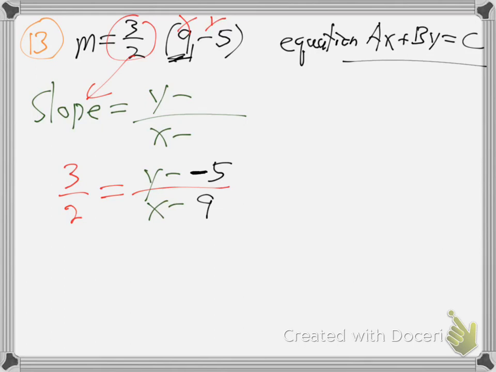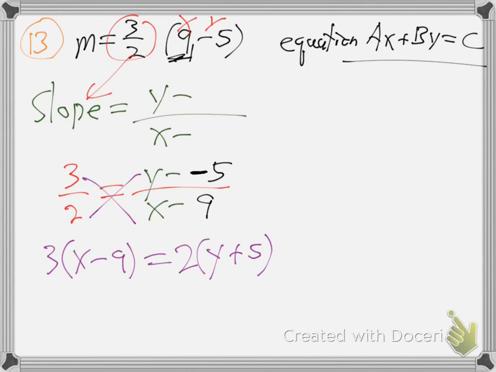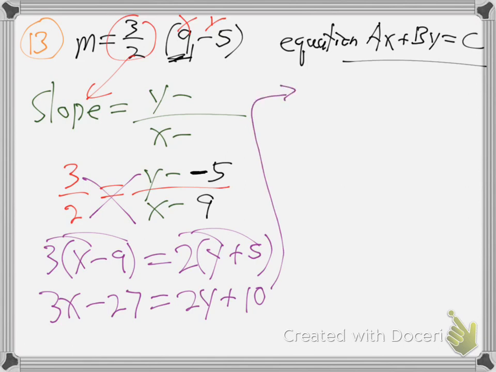So what do we do next? We cross multiply. Good. Remember when you have a fraction on each side? Diagonal, diagonal. So that's 3x minus 9, 2, y plus 5. See how I made a plus there? Two negatives make a plus. Is that good to there? Let's distribute. So we get 3x minus 27, and 2y plus 10.